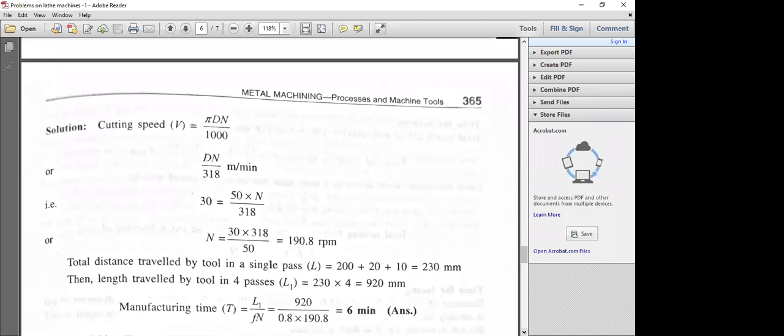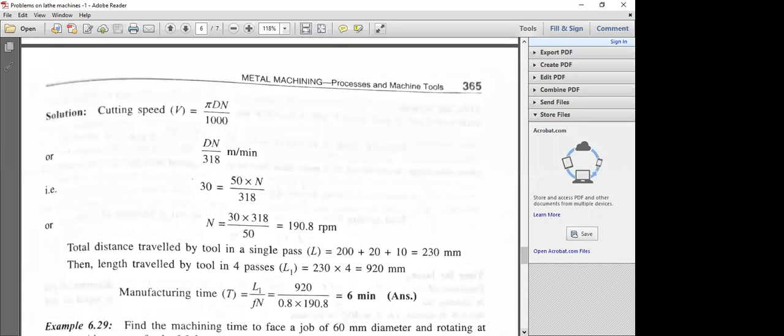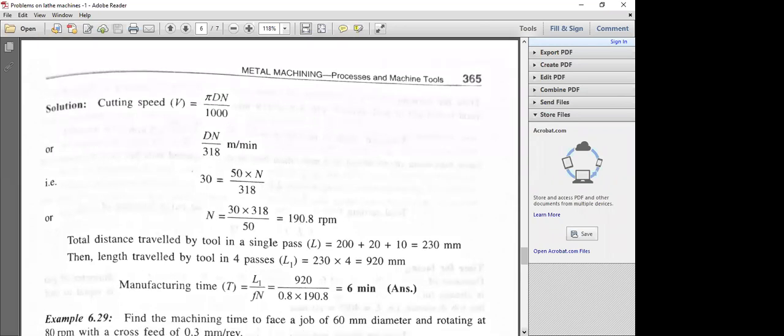And the manufacturing time or the machining time, simply we have given as L by F N. So you substitute the value of F, the feed, in mm per revolution. He has given in the problem the data 0.8 mm per revolution, and we have found out L now. And what is L? 230 into 4, the length traveled by the tool in 4 passes. So that is the simple problem. You have to take the number of passes.